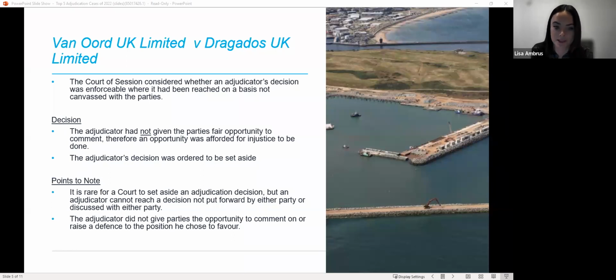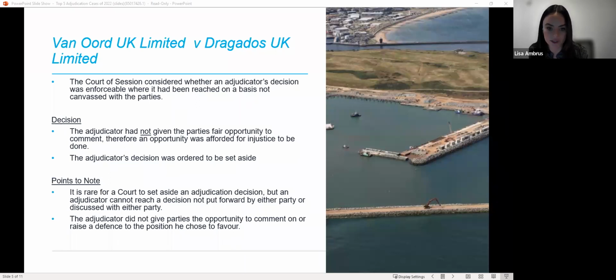So what can we take away from this decision? As mentioned by Lord Braid in his judgment, the courts will in general summarily enforce decisions of adjudicators, and challenges to decisions on the basis of a breach of natural justice will only succeed in the plainest of cases. However, the court obviously decided that this was such a case.